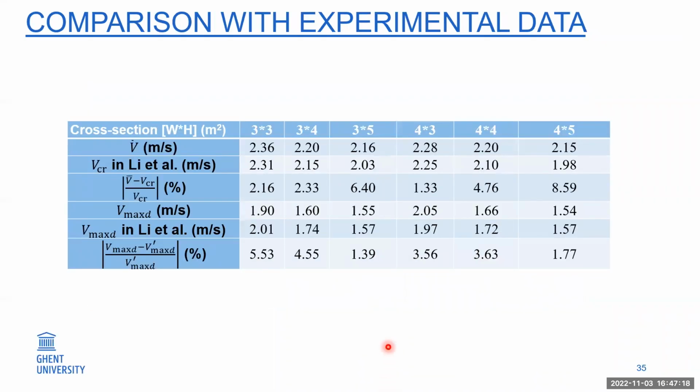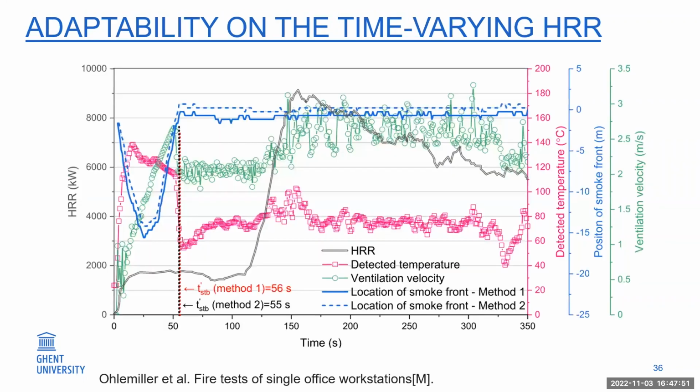And this is the comparison with the experimental data, as previously mentioned. For the critical velocity, the maximum relative error is around 8.59%, and for the ventilation that reaches the maximum back-layering length, the maximum relative error is around 5.53%. And the next adaptability test is on the time-varying heat release rate.